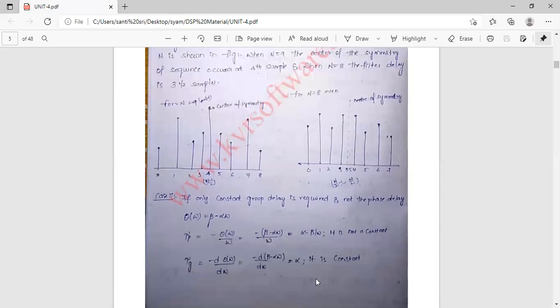So here, first of all, we will see case 1. First case is if only constant group delay is required and not the phase delay.